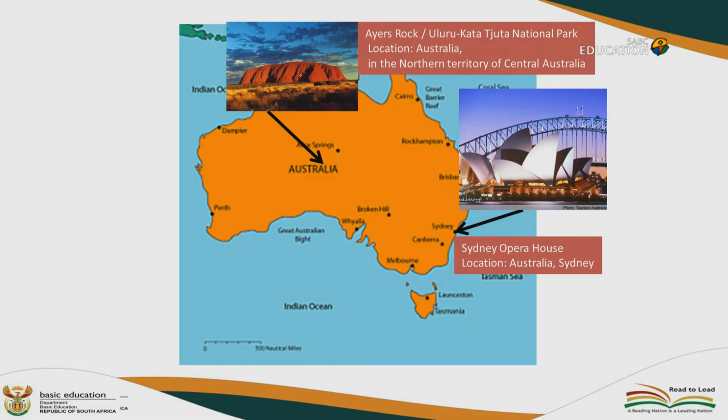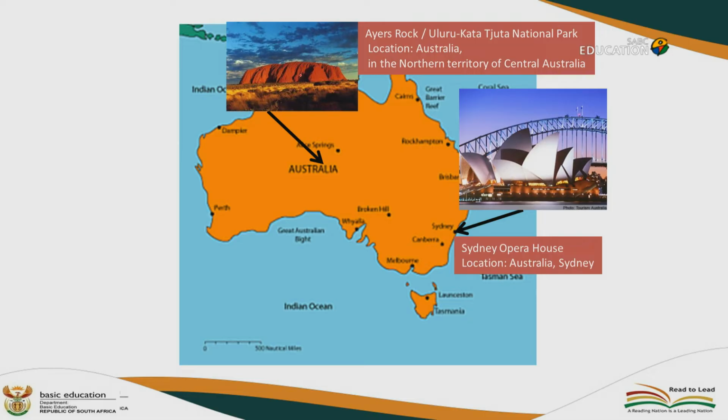Remember, when you use your maps, make sure that every time you separate your maps according to their hemispheres. You will be able to know the ones that are on the left-hand side, the ones on the right-hand side. You will be able to know where Australia is. Grade 12, learn your maps so that you don't confuse yourself in an examination. And then also, it is in the Northern Territory of Central Australia. Check your map.